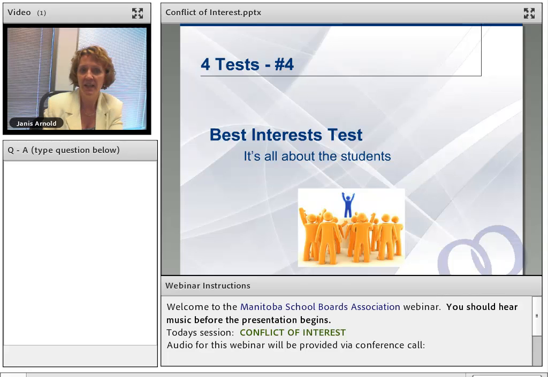So play devil's advocate to make sure that there is due process. But when the moment for decision arrives, it's the trustee's responsibility to cast their vote in the best interests of the students, regardless of the impact on his or her constituents. If a trustee can't, they declare a conflict of interest and abstain from the discussion as well as the vote.